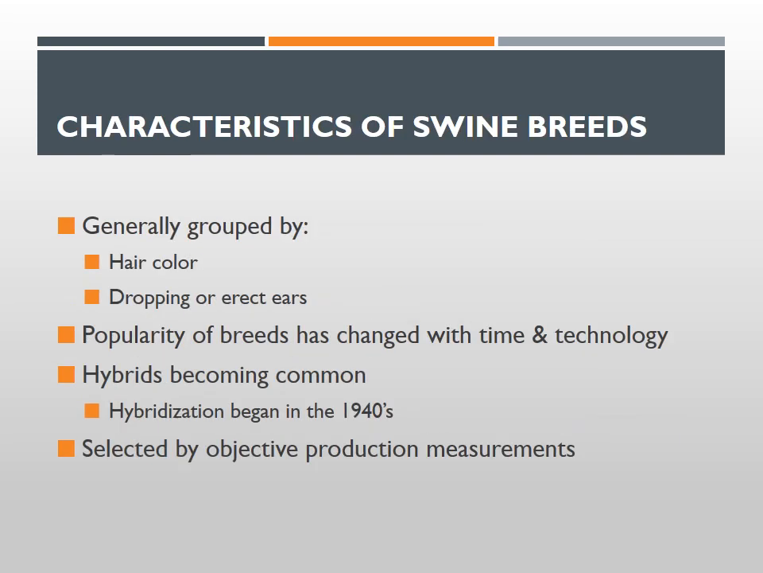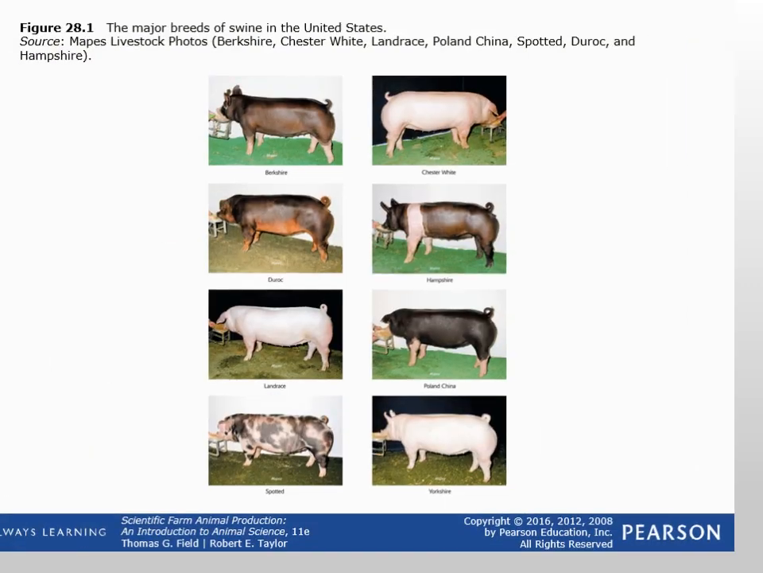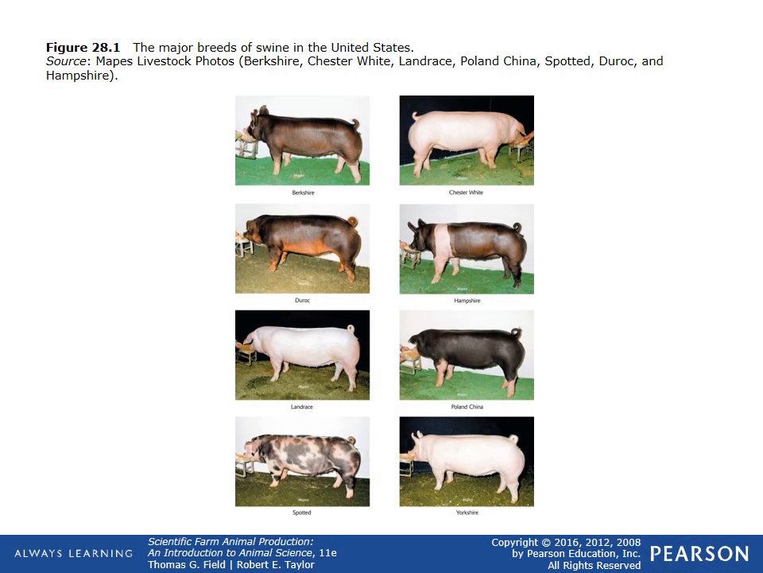Swine breeds' characteristics are generally grouped by hair color and whether they have drooping or erect ears, and we've seen a lot of change in popularity of breeds with time and technology and hybridization, or hybrid vigor, or crossbreeding, beginning in about the 1940s, really selected with the objective of measurements. Here's a figure provided by your textbook that shows a lot of the major breeds in the U.S., with the Berkshire at the top and the Yorkshire all the way at the bottom and everything in between. That's somewhat prominent here in the United States.